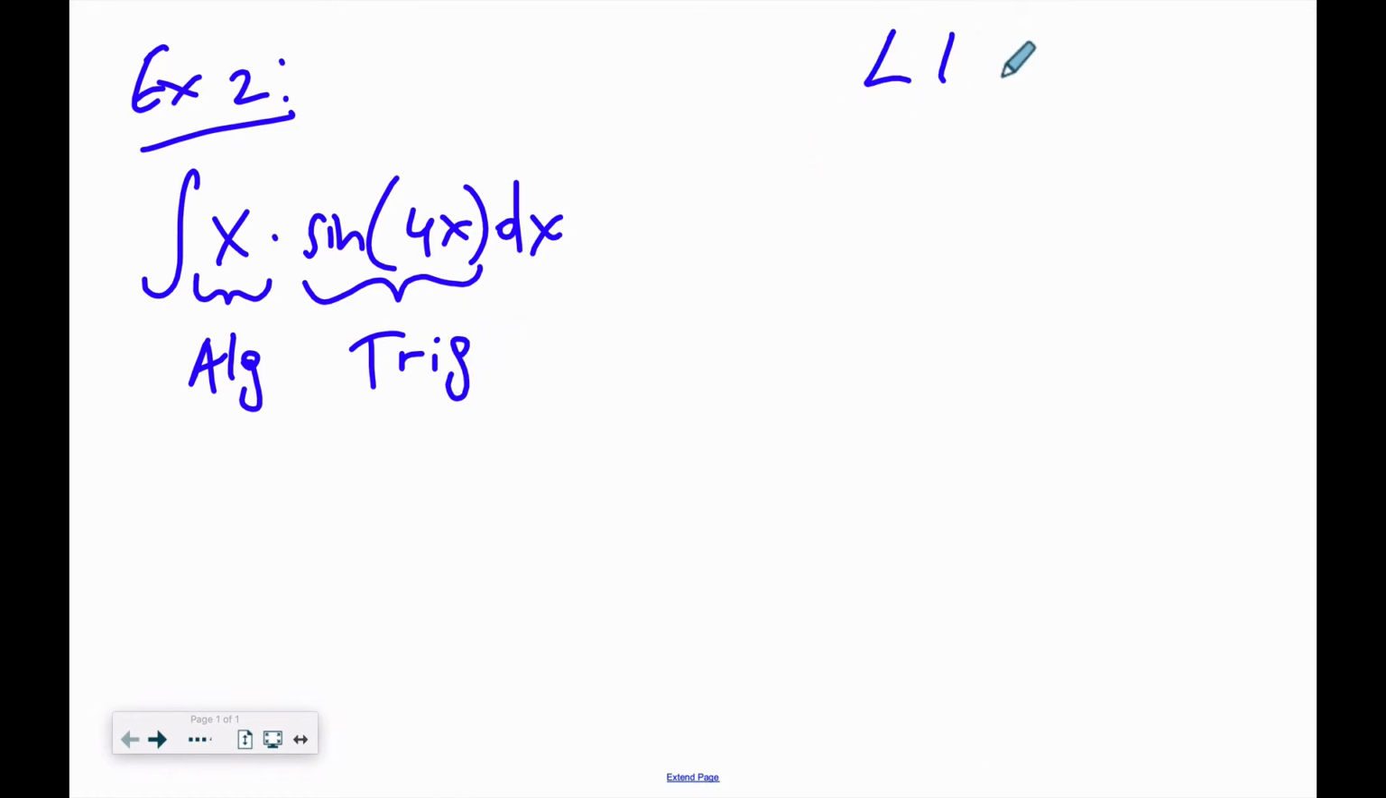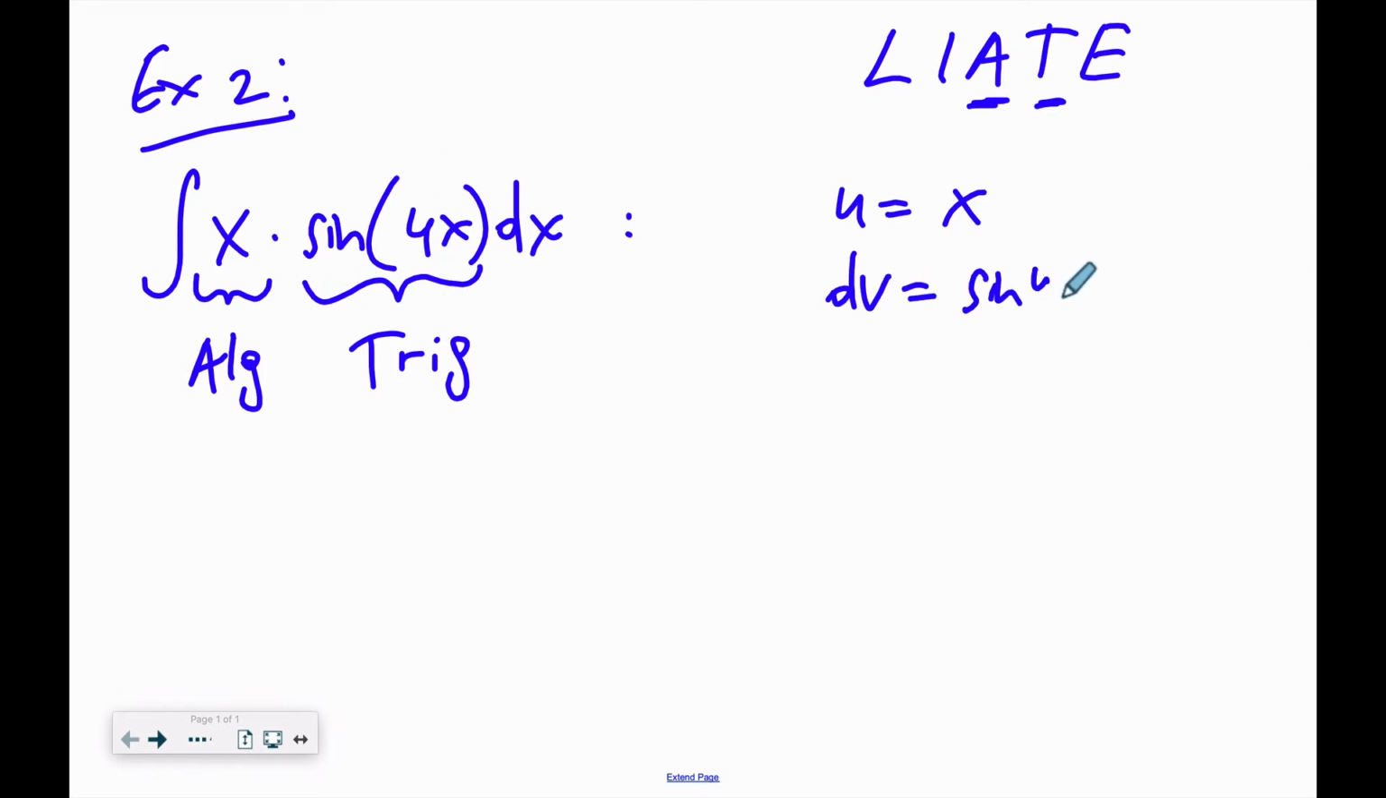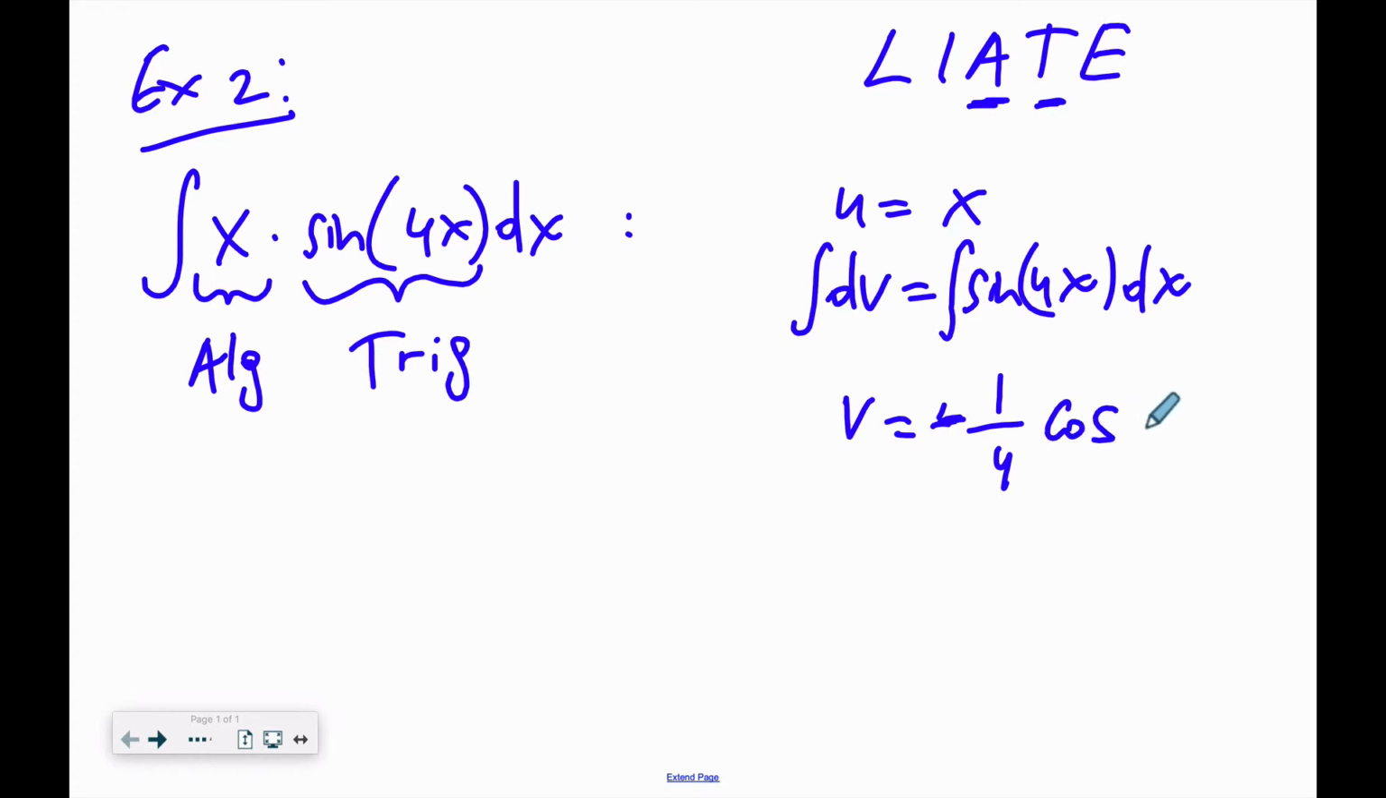As you might recall, guys, with the LIATE rule, which one comes first? We have algebraic and trigonometric. So u will be the algebraic, which is x, and dv will be everything else, so sine 4x dx. From here we integrate both sides to find out what v is. So v will be equal to the integral of sine 4x, which is negative 1 over 4 cosine of 4x.